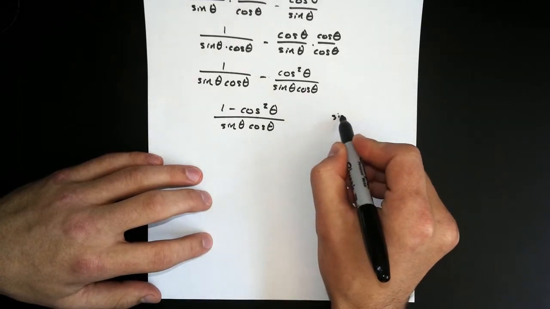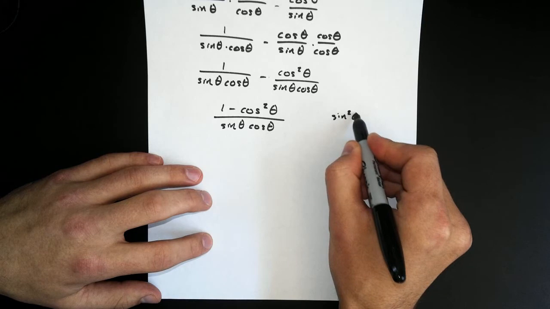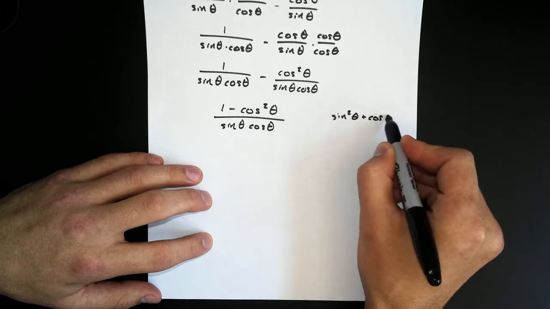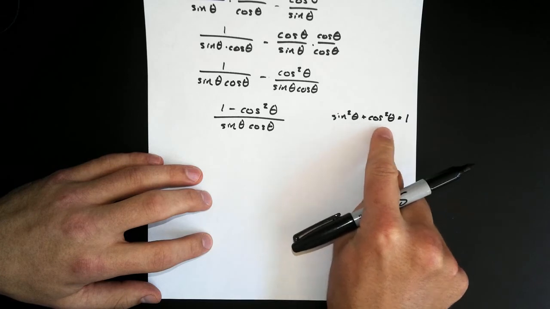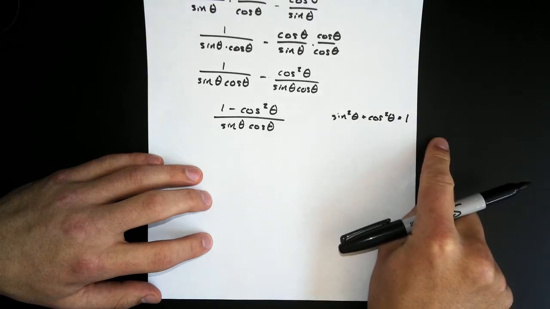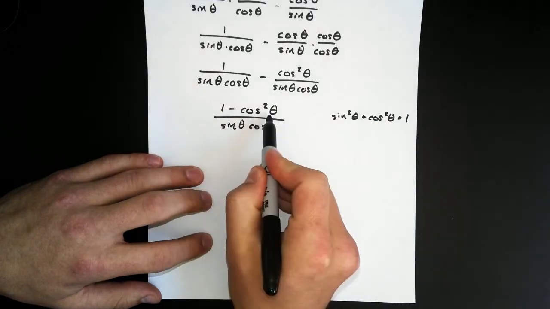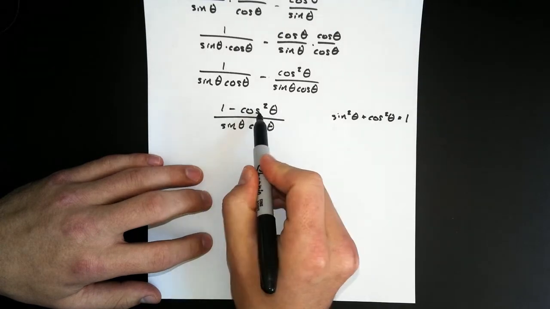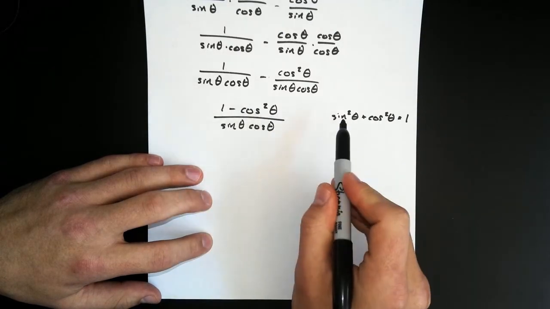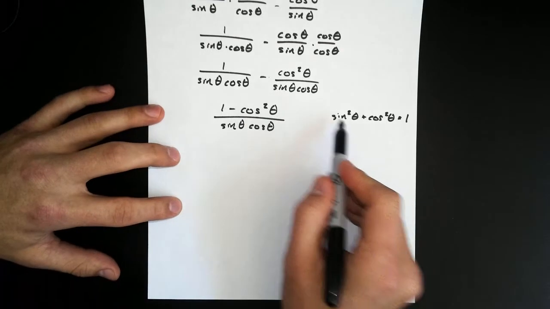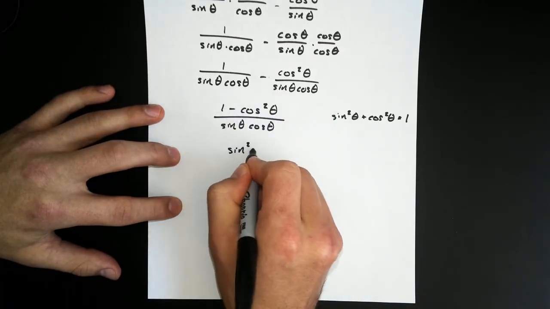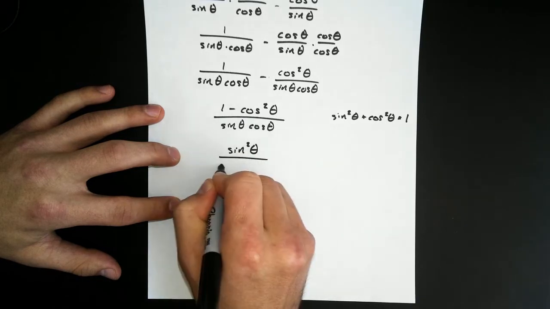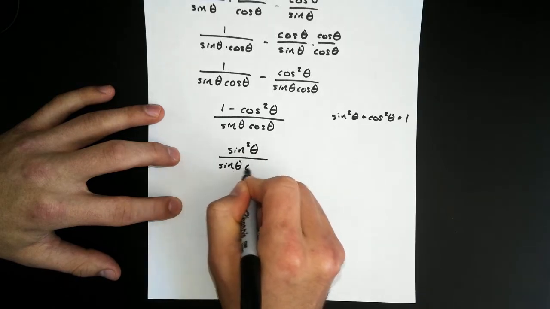I'll just write that over here as a little note. So sine squared plus cosine squared, this is the same as 1. If I subtract cosine squared from both sides, I get this expression here. So 1 minus the cosine squared, that's going to be the same as sine squared. So let's substitute that in. So this is the same as the sine squared of theta, and then sine of theta, cosine of theta.